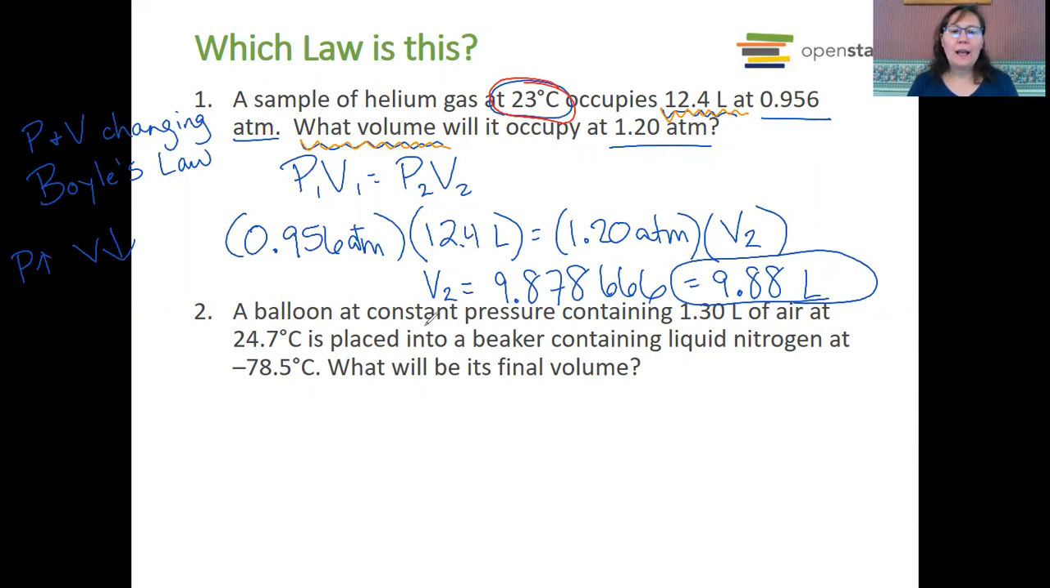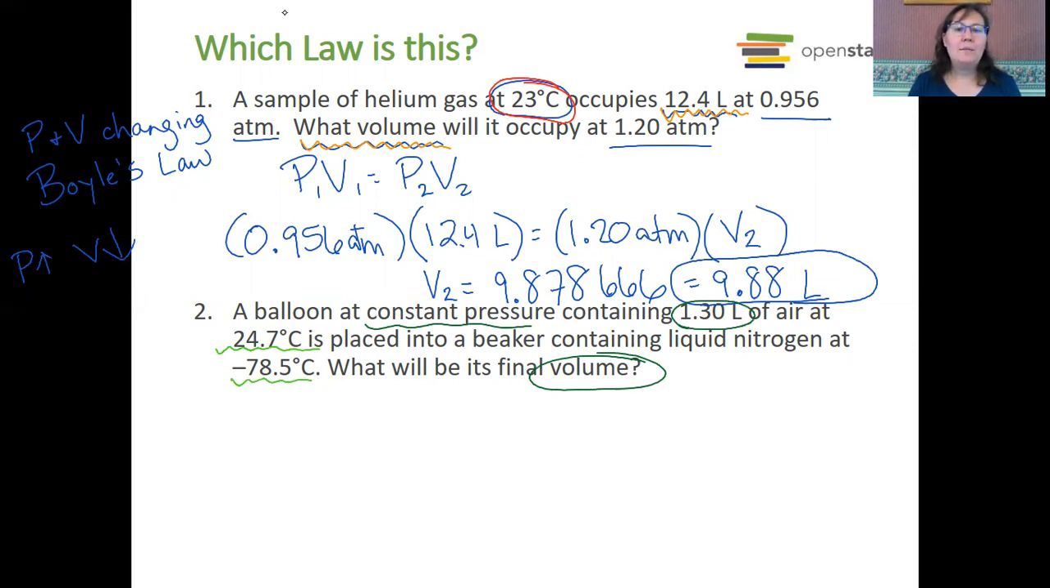It says a balloon at constant pressure. Oh, well, that makes that easy. Constant pressure, so that'll help. It contains 1.3 liters of air at 24.7 degrees, and we're looking for a final volume. It tells us that we're beginning at 24.7 degrees Celsius and ending at 78.5.